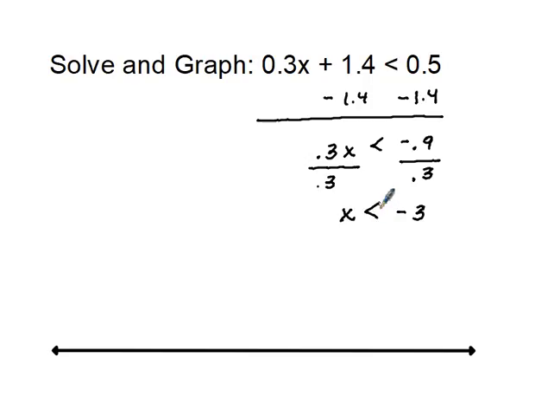Now, how come I didn't flip my sign over? How come it didn't become a greater than? Well, I divided both sides by a positive 0.3. When you divide both sides by a positive number, there's no rule that says we have to flip our signs. The sign stays exactly the same as it was. That only happens when you have to multiply or divide by a negative number in an effort to get that x by itself. So here's my solution.